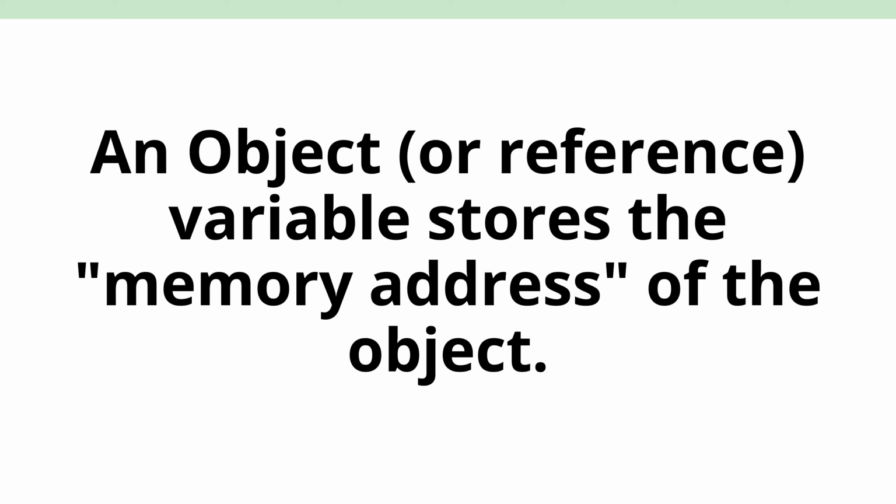An object or a reference variable stores the memory address of the object. So the object is not stored inside the object variable, but rather where I can find the object is stored. Think of it as the difference between storing your actual house in a box versus a piece of paper with the address of your house stored in the box.